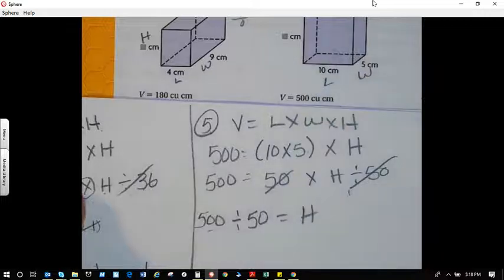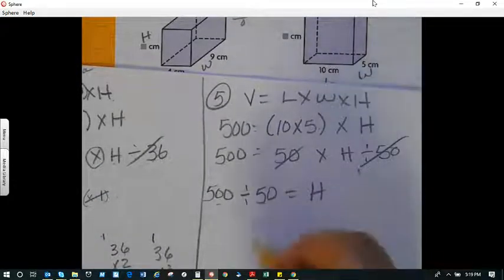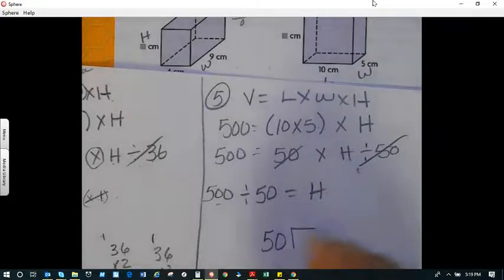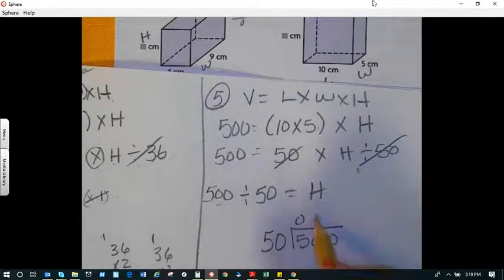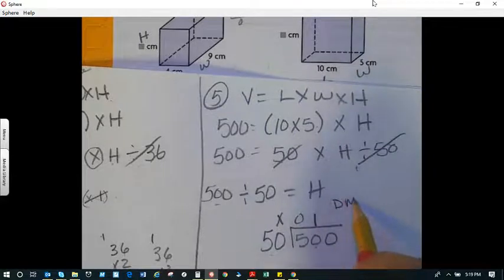Okay, now, if you can't figure it out, I'm simply going to do long division. 50 cannot go into 5, but 50 can go into 50 one time. I'm going to multiply that out. So I divide, multiply. Next, I'm going to subtract.